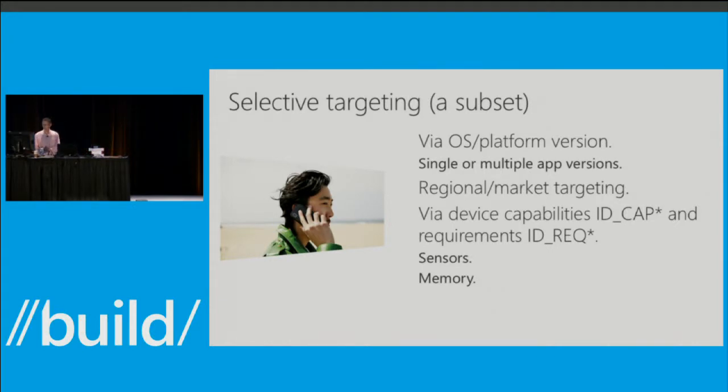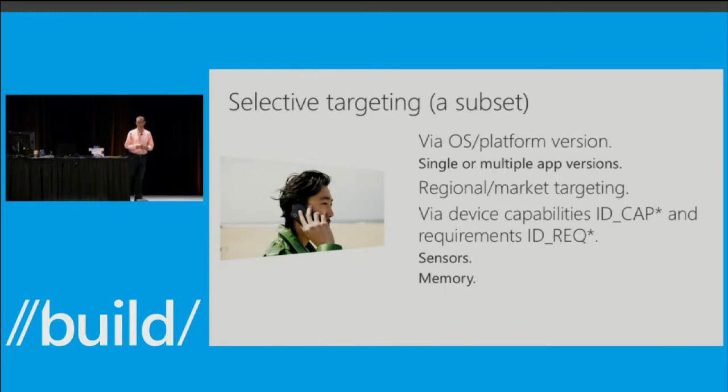Device capabilities and requirements, almost the same thing, slightly different, but you can specify ID_CAP, whatever, to say that this app requires a compass, or this app will use a compass, or this app will use an accelerometer, or this app will use networking, or the web browser control, or whatever the capability is. And all that happens there is that information is surfaced to the user in the store so that they can see that your app is going to make use of the web browser, or location, or networking, or whatever.